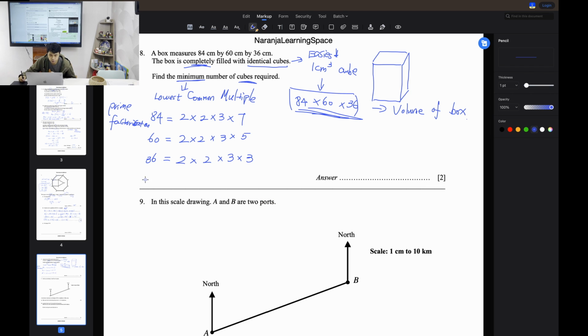Okay, so that means the LCM equals, you have 2 to the power of 2 multiplied by 3 multiplied by 3, 5, 7, right? This gives us, let's see, 2 times 2 times 3 times 3 times 5 times 7, 1260. Okay, so you will need 1260 cubes. This is the minimum, the lowest common multiple, right?